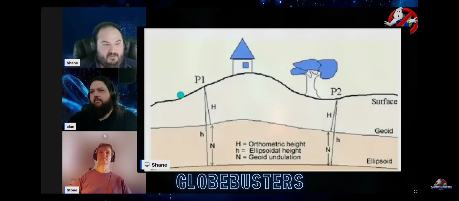Now in this diagram, the only thing that's real is this line up here. This is the surface of the Earth on a hill. Here's the surface of the Earth as it goes over here. There's a tree on a lower part of the hill. There's a house on the top of the hill. And this is the only actual height. So they call this the orthometric, the surface height.